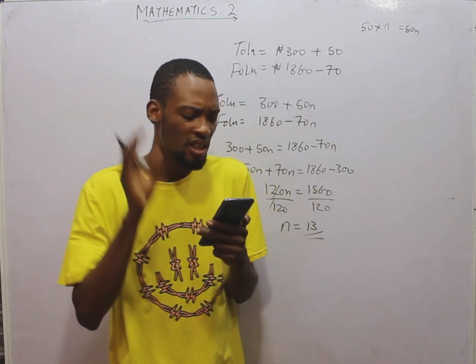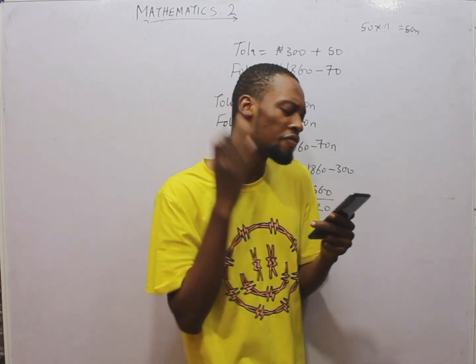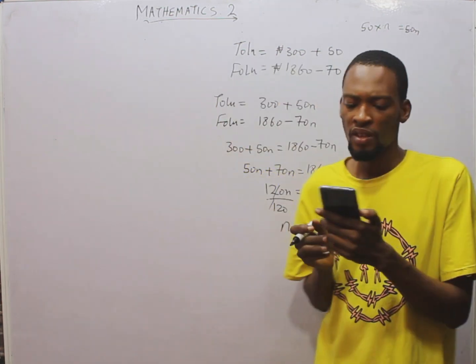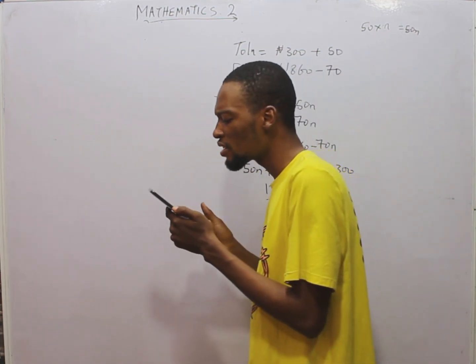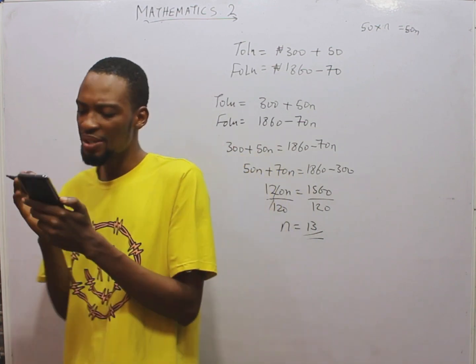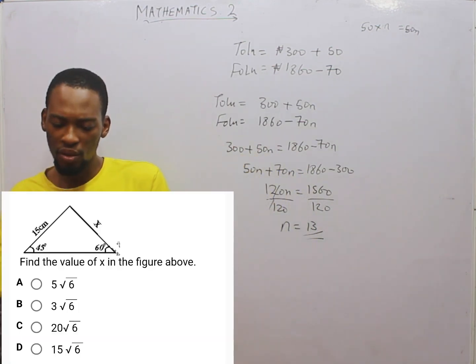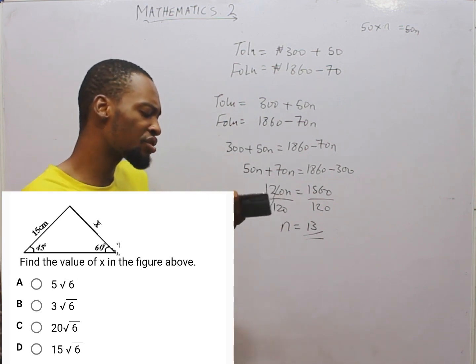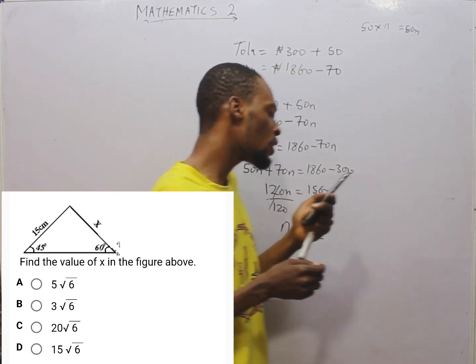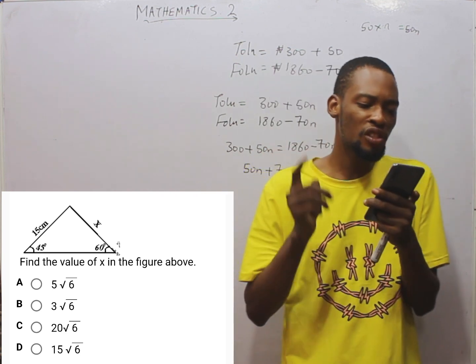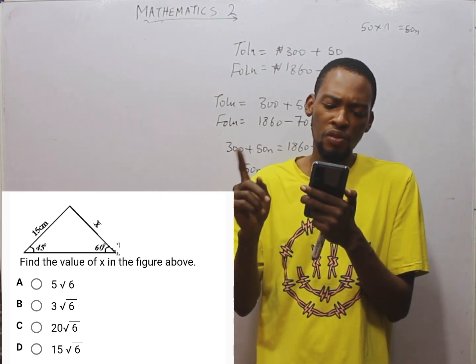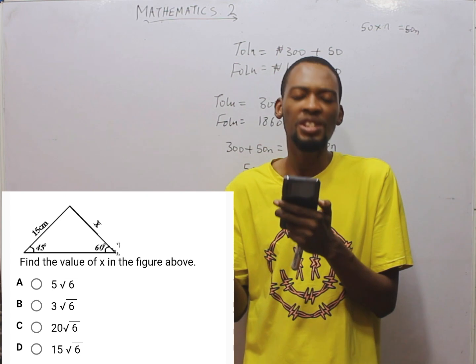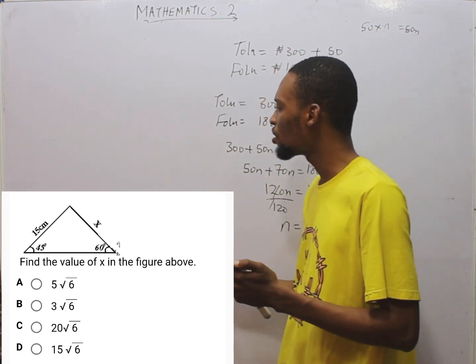And the next one says, find the value of s in the figure above. This figure is simply a triangle. It has 3 sides and 3 angles. Now we are looking for the value of s. In this triangle, we are given just one side and we are asked to look for the other side. It is not a right-angled triangle.